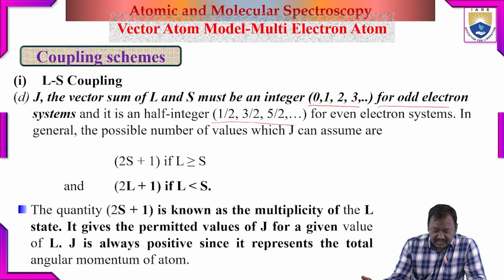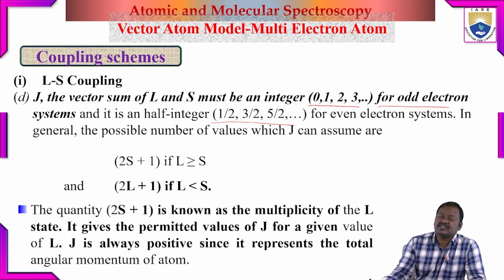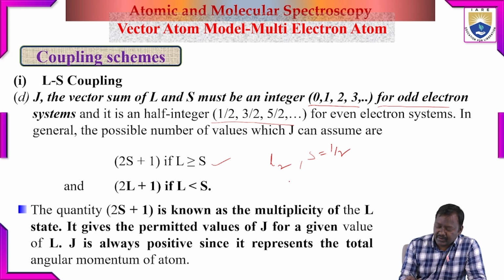So in general, the possible number of values which J can have will be 2S plus 1 if L is greater than S. That means S is the smaller value, then there could be 2S plus 1 values for J. For example, L equal to 2 and S equal to half. Then there could be L equal to 2 here. So there could be 2 plus half.